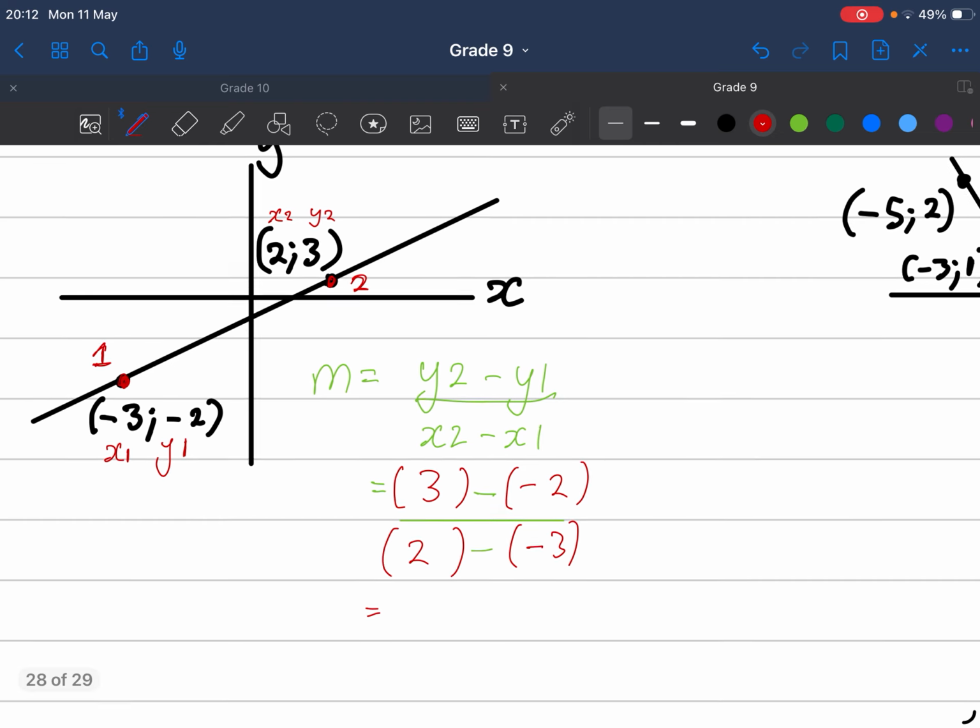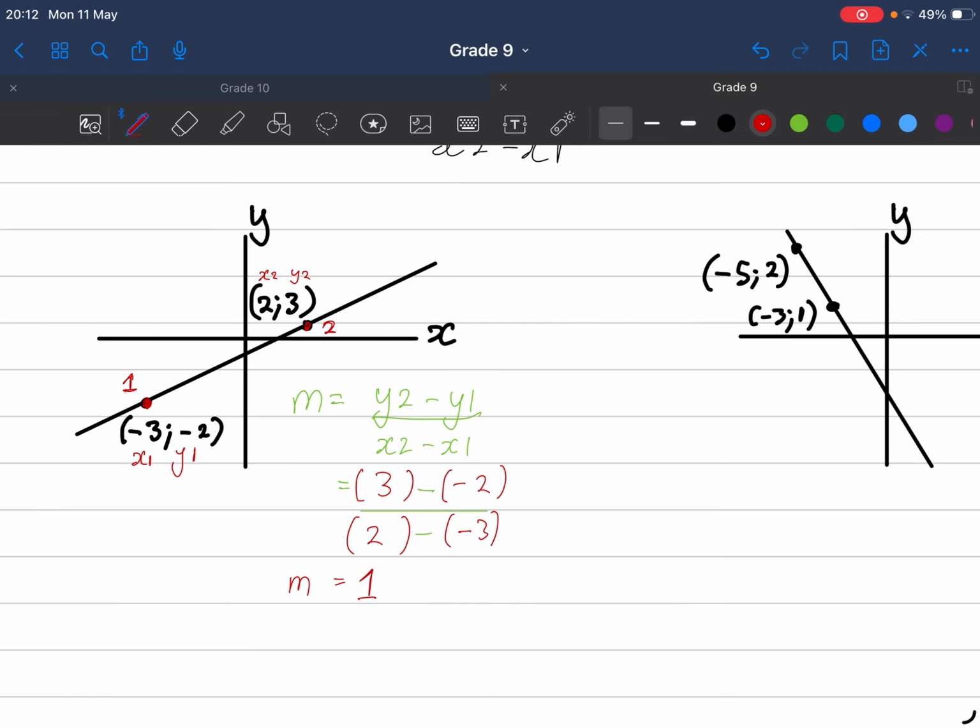I can then put that whole thing on the calculator, which should give me 5 over 5, which is going to give me 1. So my gradient here is 1. Alright, so that's done. So my gradient there is 1, which is about a 45-degree incline, which is like an average incline.